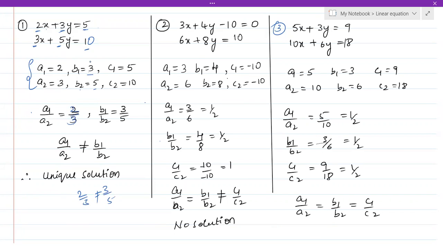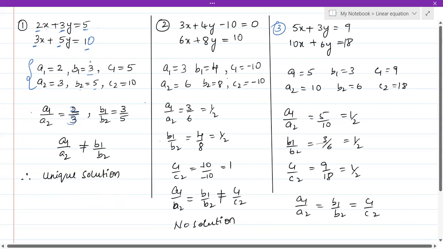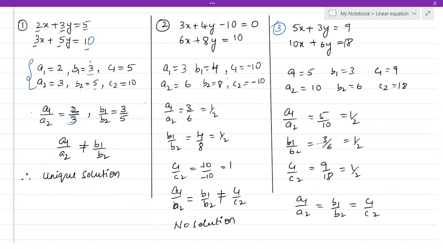If you are getting confused, just cross multiply. 2 5s are 10, 3 3s are 9. While cross multiplying, if you get equal values, then the fractions are equal. Now it is not equal, isn't it? And it's very obvious, 2 by 3 and 3 by 5 are not equal. Therefore, the condition that we have arrived at is a1 by a2 is not equal to b1 by b2. Therefore, what type of solution do we get? If a1 by a2 is not equal to b1 by b2, we get a unique solution.